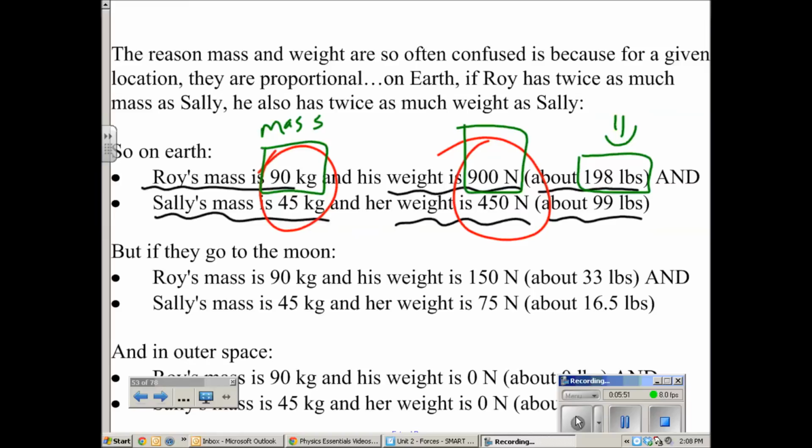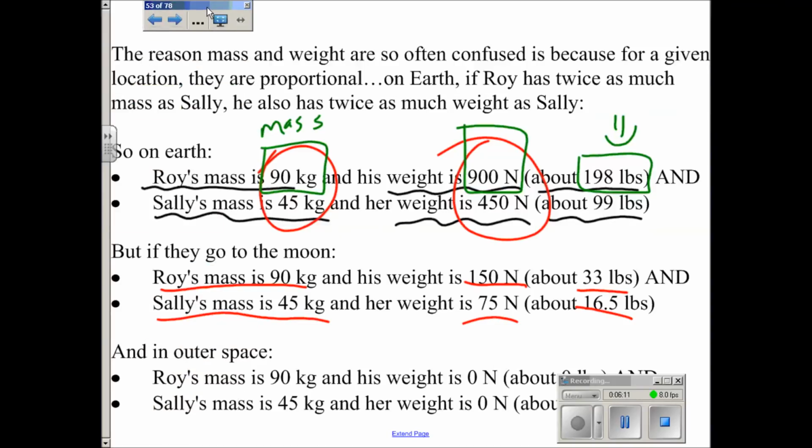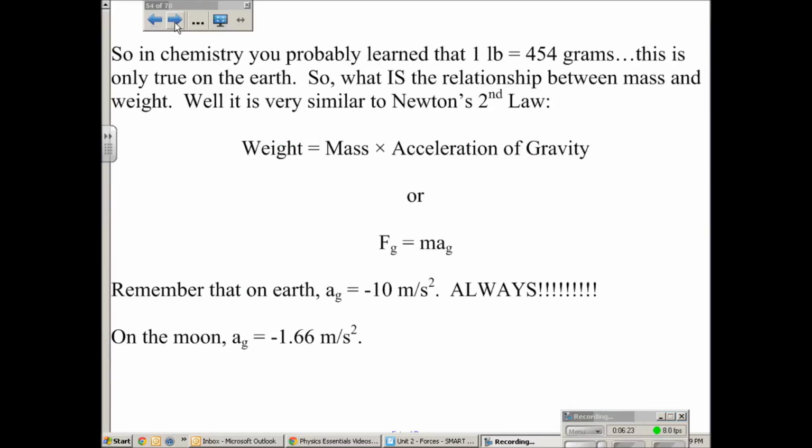To continue this example, if Roy and Sally both go to the moon, notice they both still have the same mass. Roy's mass on the moon is still 90 kilograms, and Sally's is still 45 kilograms. But they both weigh about a sixth as much, because there's less gravity on the moon. In outer space, where there's no gravity at all, they still have the same mass they had on Earth and on the moon, but no weight. So there you go.